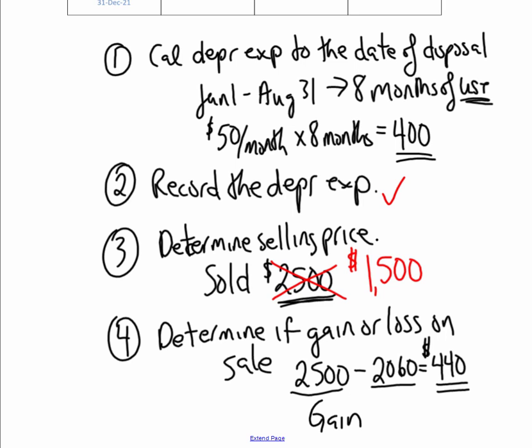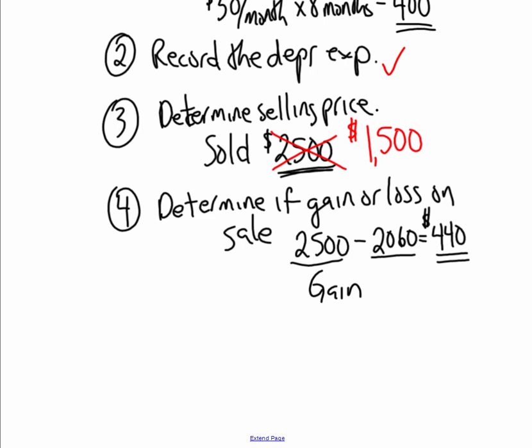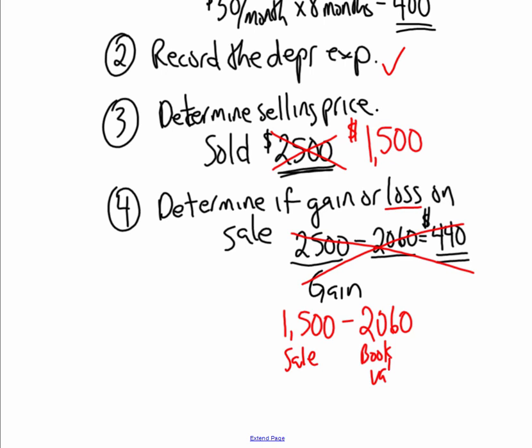Well, number 4 says to determine the gain. I didn't get a gain this time. Let's see what happened. So let's get rid of this, and let's assume that now I sold it for $1,500. I'm going to subtract $2,060. This is your sale price, and this is your book value. And you want to deduct them from each other, and that will result either in a gain. Last time we had a gain of $440. Why? Because we sold it more than what it was worth on our books, but now we're selling it for less than what it's worth on our books.